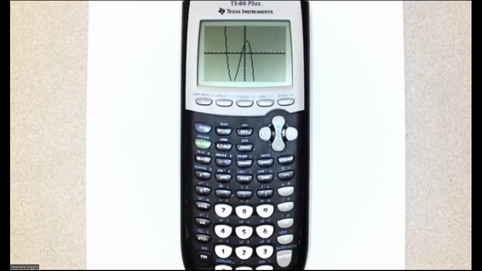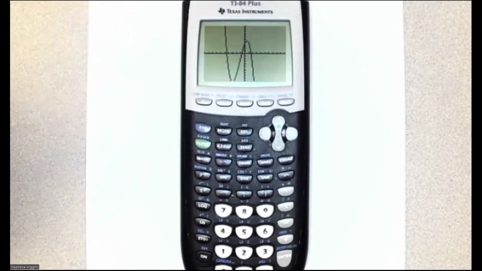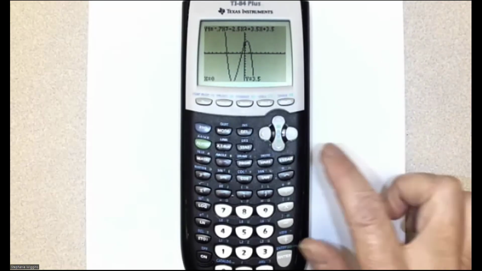It looks like there are 3 zeros. Notice that the curve crosses the x-axis 3 times, and that means that when you have a degree 3 like we do in this problem, you can have at most 3 x-intercepts, and that's exactly what we have here. So there are going to be 3 values that we're looking for. We are looking for x values on the x-axis where the function crosses the x-axis. We're looking for those x values. So we're going to use our trace function.